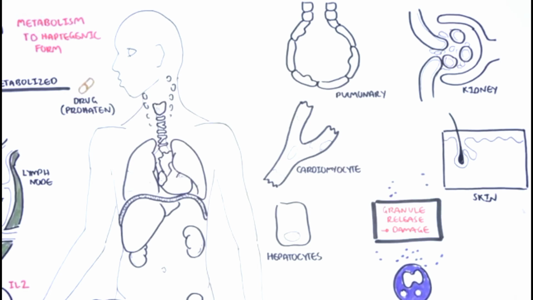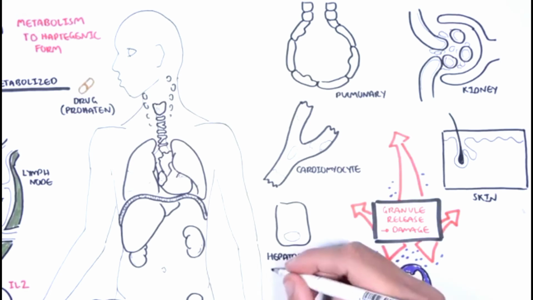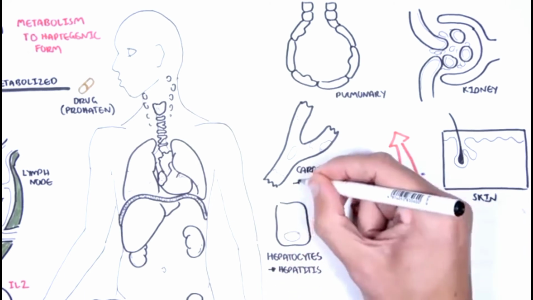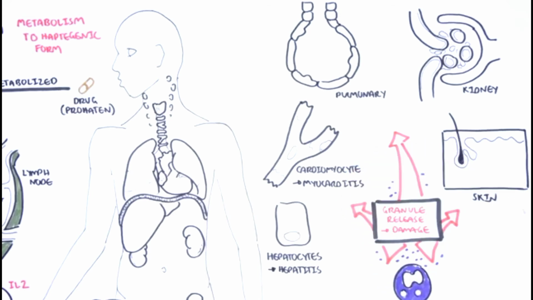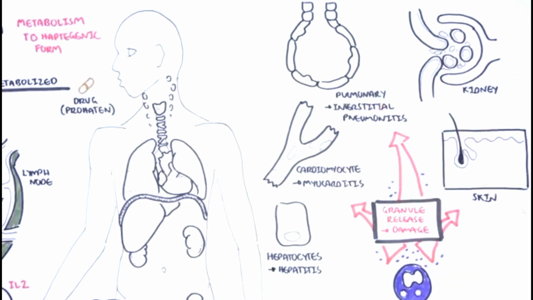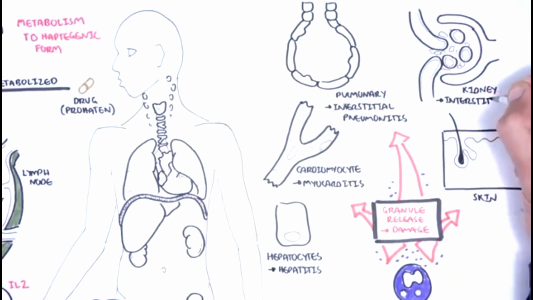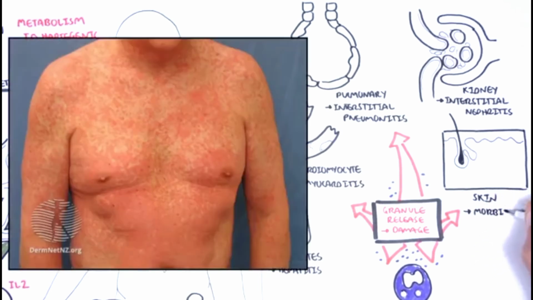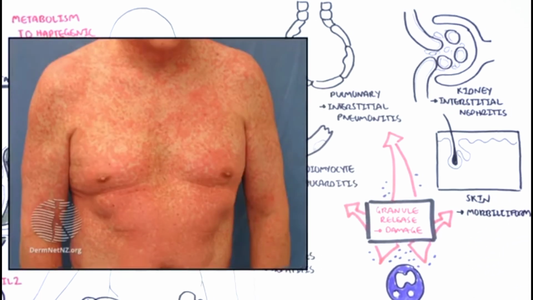Thus, in the liver, hepatocytes, it can lead to hepatitis, or worse, liver failure. In the cardiomyocytes of the heart, it can lead to myocarditis. And the most dangerous involvement in DRESS patients is caused by heart eosinophil damage. In the pulmonary system, the release of these granules can lead to interstitial pneumonitis. In the kidneys, interstitial nephritis. And in the skin, you get the development of a morbilliform rash.